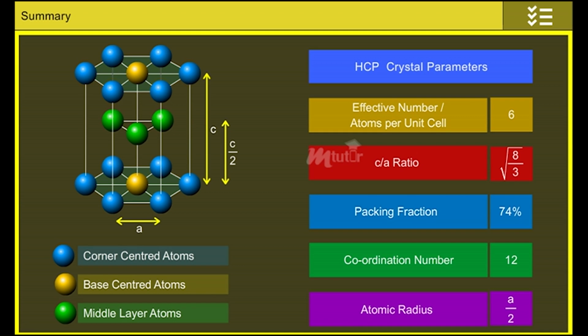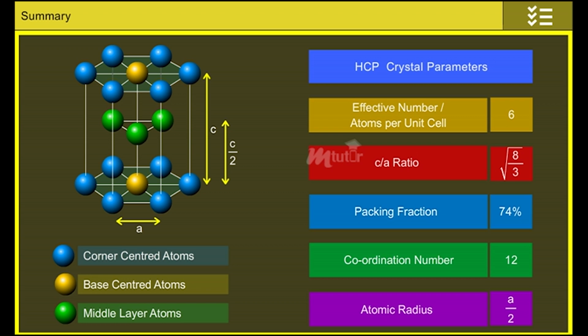Summary. Let us recap what we have learned in this module. The number of atoms per unit cell in HCP structure is equal to 6. A hexagonal close packing structure or HCP has 3 types of atoms, namely 12 corner atoms, 2 base-centered atoms, and 3 atoms in the middle layer between the top and bottom face of the hexagon. The height of the hexagonal unit cell to the distance between neighboring atoms, or the C by A ratio, is equal to root of 8 by 3, which is numerically equal to 1.6329.